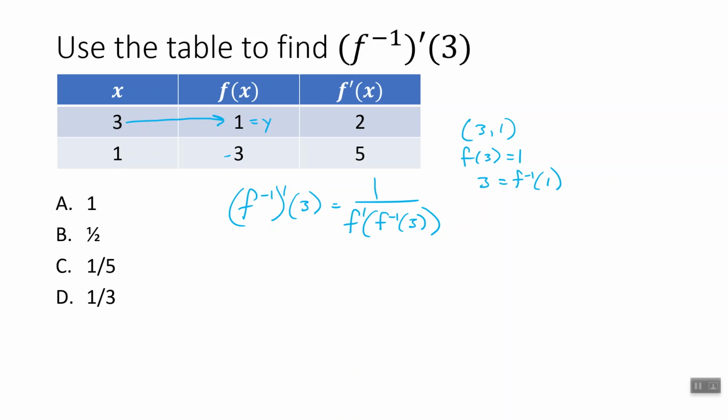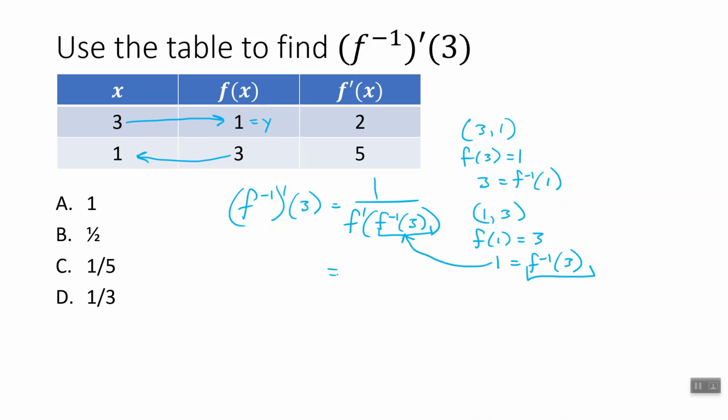And vice versa, by the way. It goes backwards too. So (1, 3) is a point. So f of 1 equals 3. So 1 equals f inverse of 3. Hey, that's the one we wanted right there. Sometimes I don't always get it right on the first try either, guys. But there it is. So that means this is going to be 1.